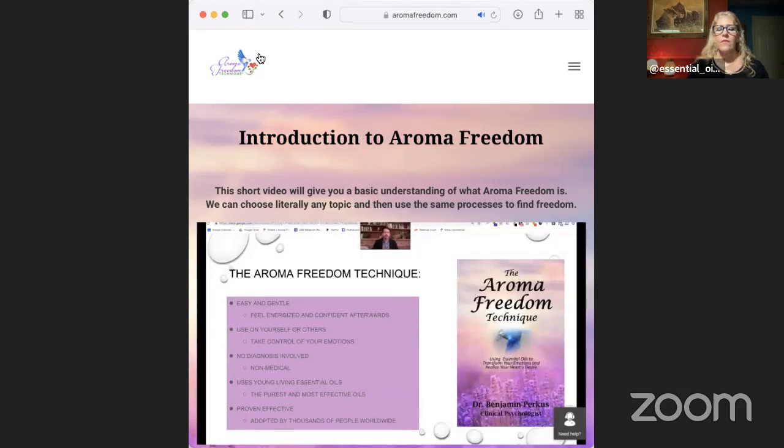It uses Young Living essential oils because they're the purest and most effective, and they really allow us to take the concentrated scent from flowers and trees and shrubs and roots and deliver them right to the olfactory system where we need them. And it's been proven effective, adopted by thousands of people worldwide since we began.